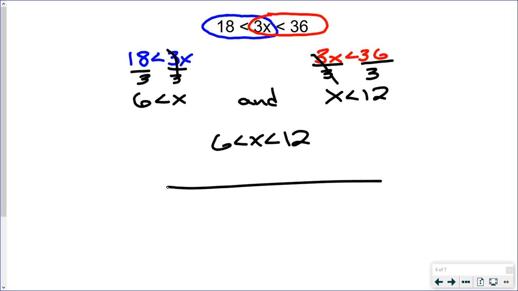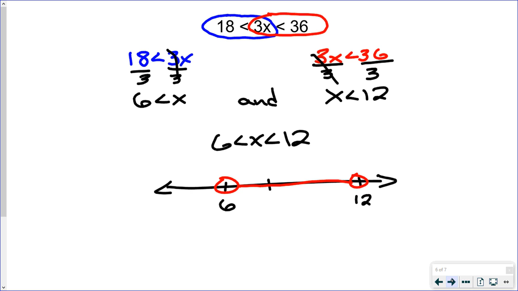So the graph of that, so here's 12, here's 6. These are open circles. Greater than 6 and less than 12, that's here. That's how an AND always graphs.